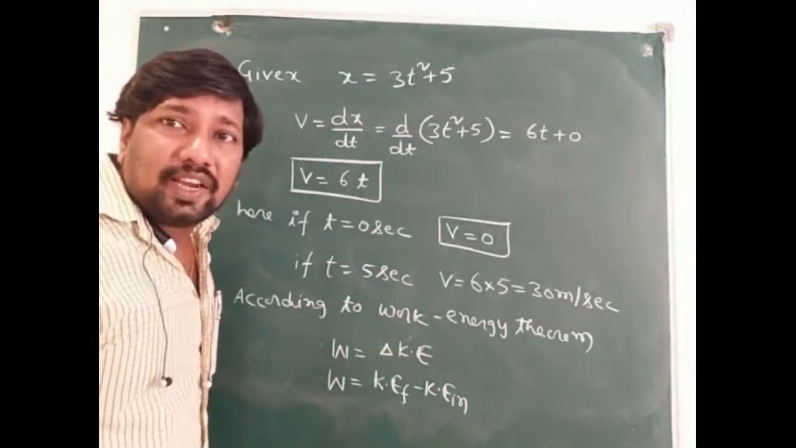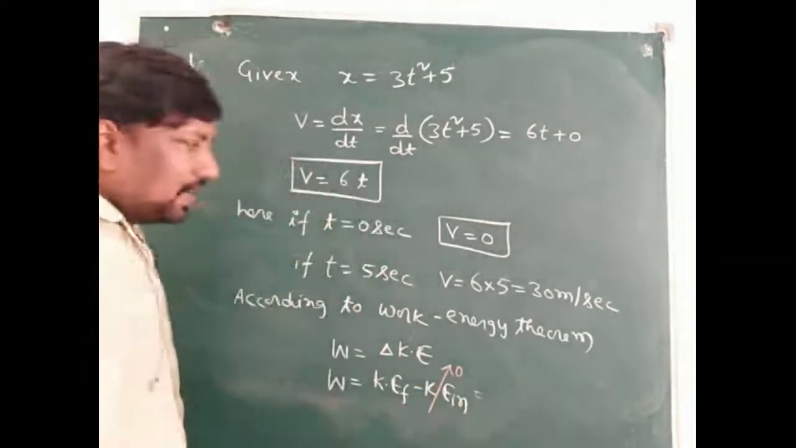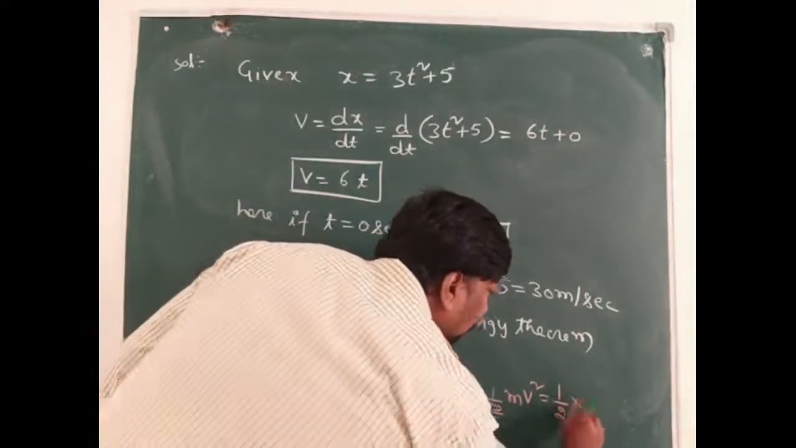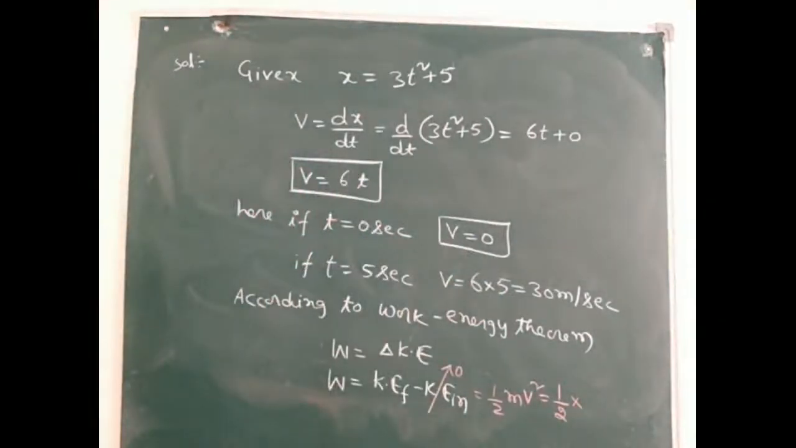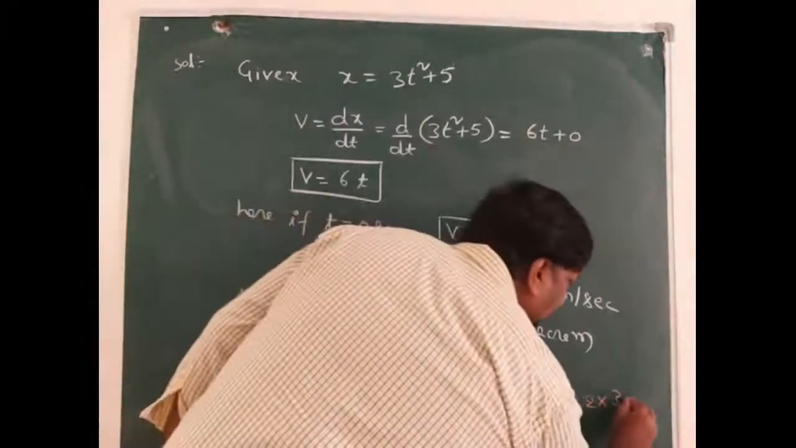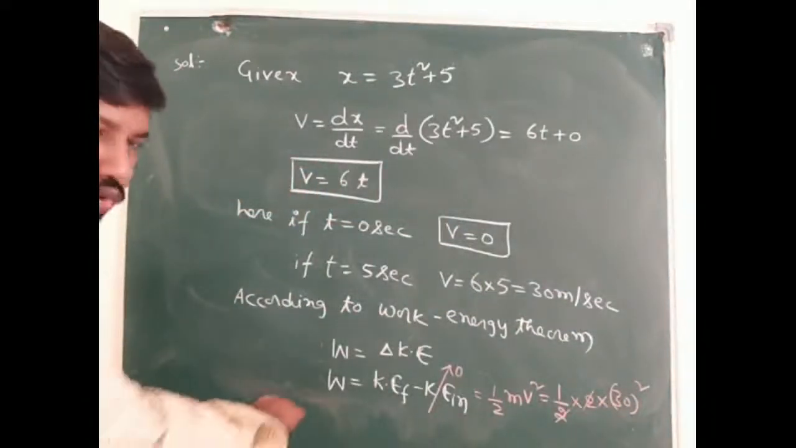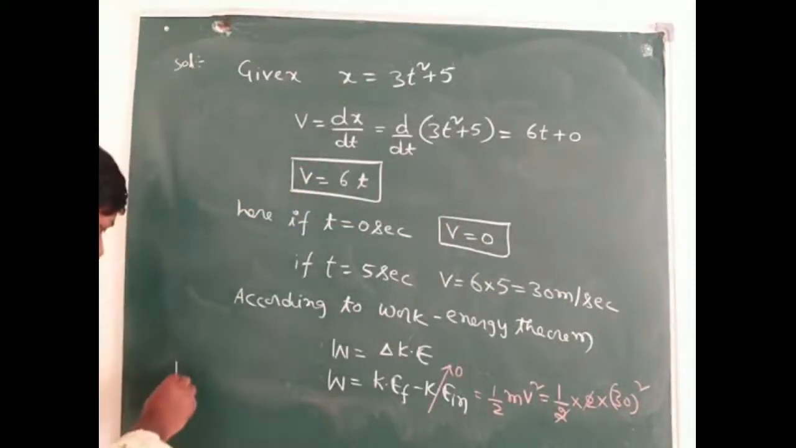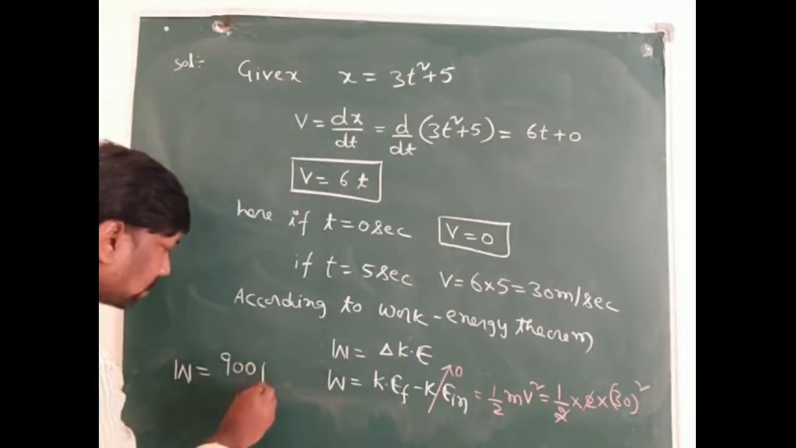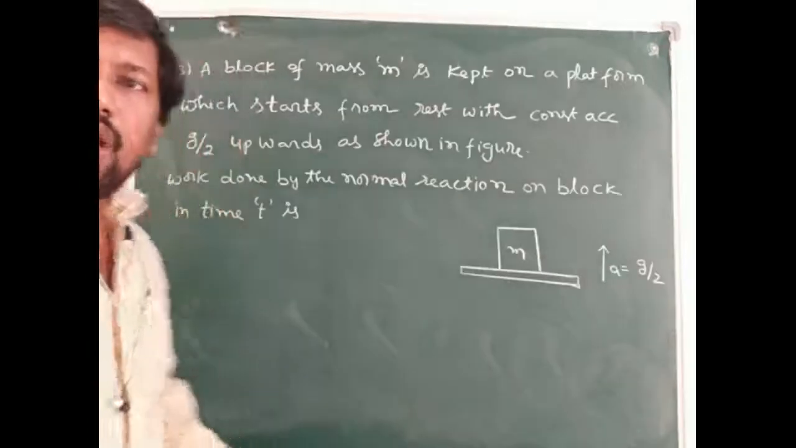So initial kinetic energy in this situation is 0. Therefore, final kinetic energy is half mv squared. Half into mass of the body, 2 kg, into v squared, which is 30 squared. Here the 2 cancels. So the total work done W equals 30 squared, which is 900 joules. So this is the work done. This is the answer. Now the third problem.